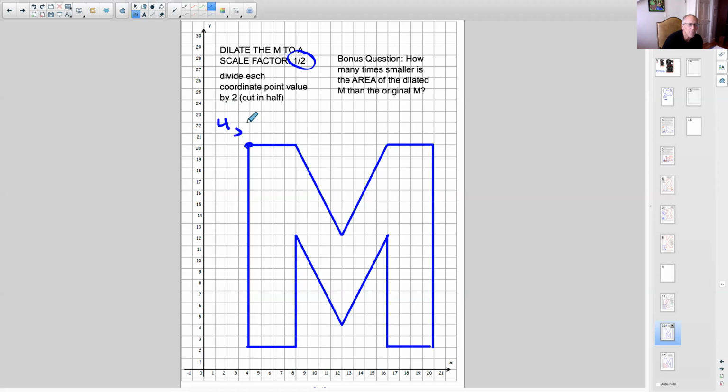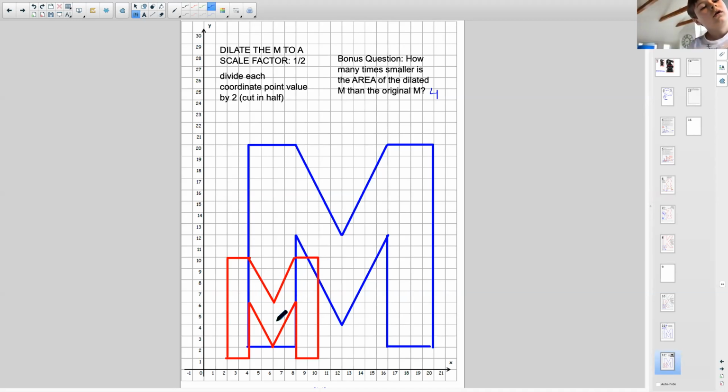So this one is 420. Who can cut 420 in half? On 3, 1, 2, 3, go. 210. Oh my gosh, if you said 210, you are on your way. And when you do it, it's going to look like this, guys. Your M, your dilated M to a factor of 1/2, is going to look like this little M right here.